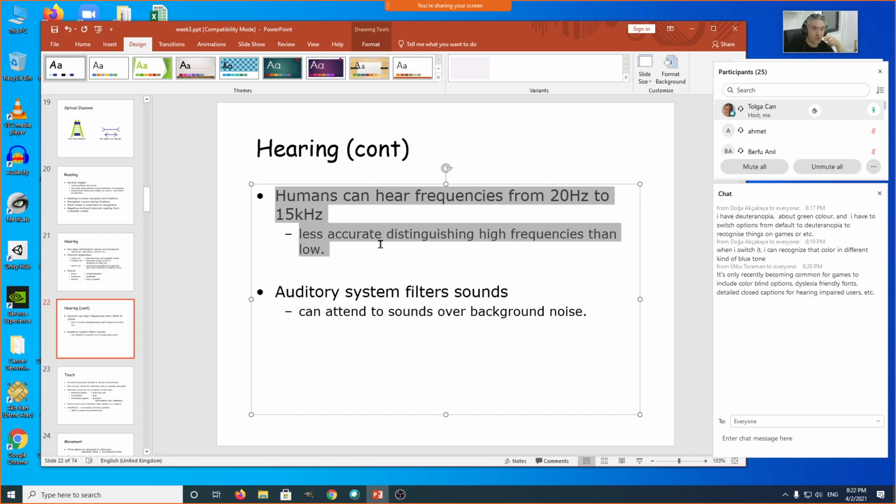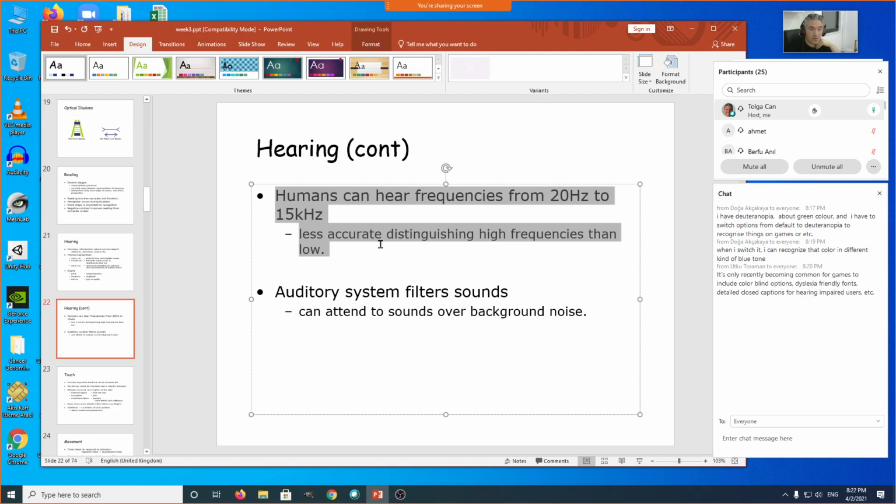Wow. So it's only recently becoming common, as Utku shared, to include colorblind options. It's sad actually. It should have been recognized earlier. But people are becoming more aware of these user interface issues, and it's good that games are more adaptable to different situations these days.